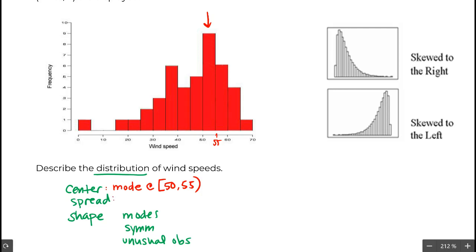The spread, again, the best we can do right now is talk about the range. And so our range for our data, the lowest wind speed is somewhere here, which again, don't write 0 to 10. This is from 0 to 5. And our highest wind speed is at 65 to 70. We cannot just say 0 to 70 because we do not know what the actual speeds were. So this is the best we can do.